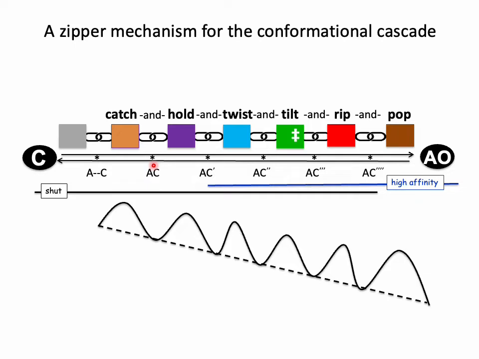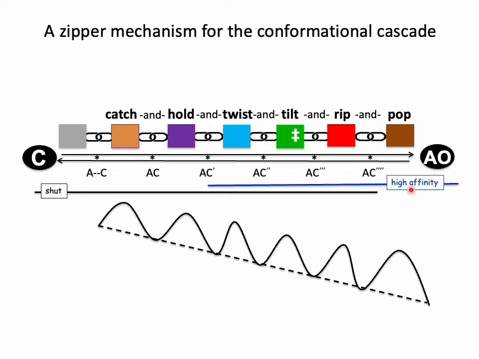And just to remind you, what we're going to do is link all these by the paperclip, by the same linear free energy process that we use for catch and hold. So catch promotes hold, promotes twist, promotes tilt, promotes rip, promotes pop. They're all going to be linked in a big, long linear free energy relationship to connect unliganded C with liganded O, the activation of the receptor.